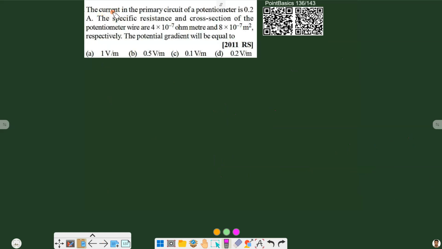The current in the primary circuit of a potentiometer is 0.2 ampere. Specific resistance and cross section are given. So we know the value of I, 0.2 ampere. We can say rho is 4 into 10 to the power minus 7 ohm meter, and area is 8 into 10 to the power minus 7 meter square. We need the potential gradient.